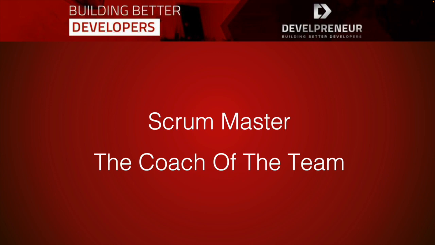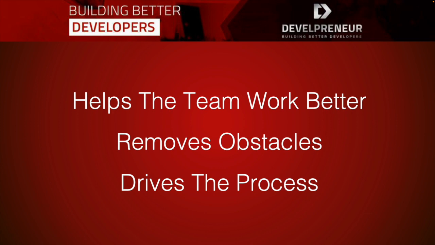The next role I want to talk about is the Scrum Master. This is effectively the coach for the team. The goal of the Scrum Master is to make the team better. In doing so, they're going to help the team work better through removing obstacles, whether it's the development team or the product owner.